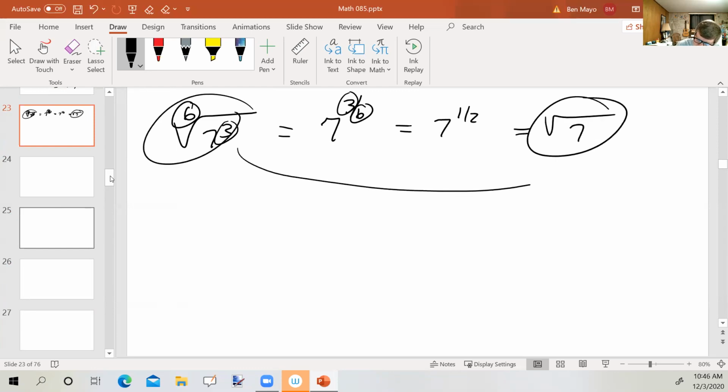So we're taking this and reducing it down to that. What's happening? We're just taking 3 divided by 6 and reducing it down to a 1 divided by 2. But we don't have to write the index or the 1 exponent. They're implied.